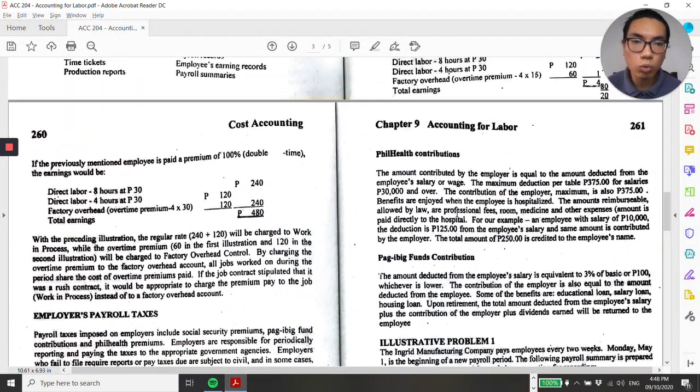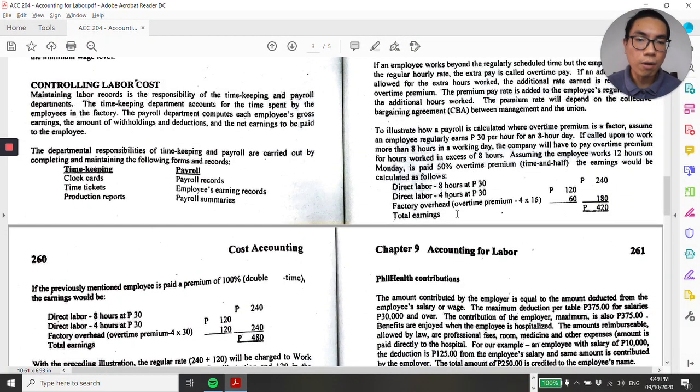And going back to my illustrative problem. For my first problem, assume there is an employee working in a factory earning 30 pesos per hour for an 8-hour day. If called upon to work more than 8 hours in a working day, the company will have to pay overtime premium for hours worked in excess of 8 hours. Assuming the employee works 12 hours on Monday.